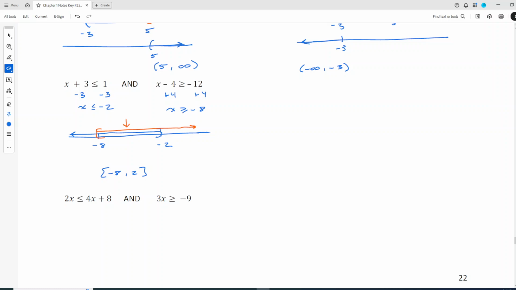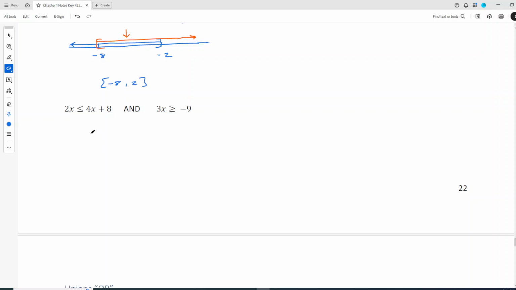All right, if you're feeling good about this, maybe pause the video and give the next one a go. So if I'm going to minus 4x, minus 4x, I end up with -2x is less than or equal to 8. I'm going to divide both sides by -2. When I divide by a negative, I'm not going to forget to switch my inequality sign. So I end up with x is greater than or equal to -4. For this one, I'm just going to divide both sides by 3. I end up with x is greater than or equal to -3.